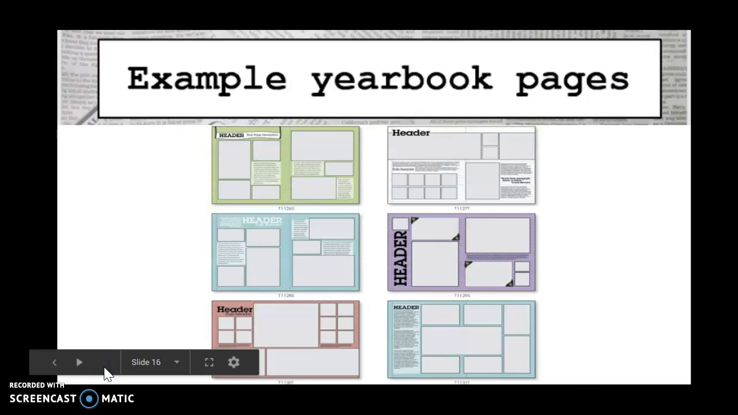And here's just a couple of examples of the way that yearbook pages may be set up with your big pictures and captions and smaller pictures and things like that. And I'm gonna let you get a good look at that, and after that, that's about it as far as the anatomy of a yearbook.